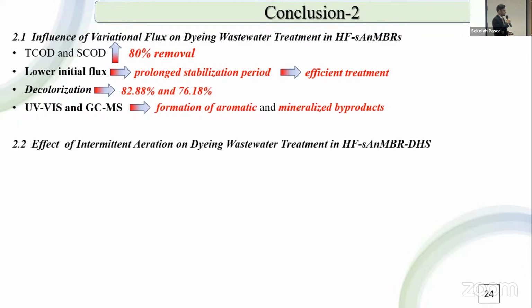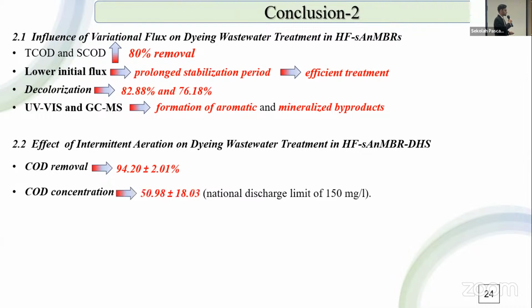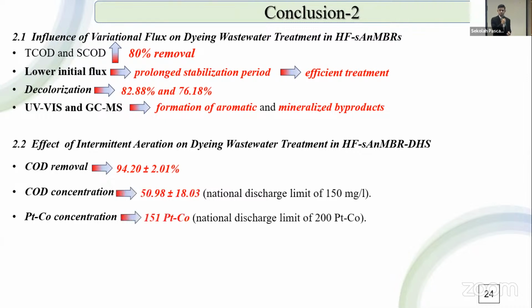Under the effect of intermittent aeration in the integrated hollow fiber submerged NMBR and DHS, COD removal exceeded and reached up to 94.20%. COD concentration and PTCU concentration were under the national discharge limit of 150 mg per liter and 200 PTCU color unit.